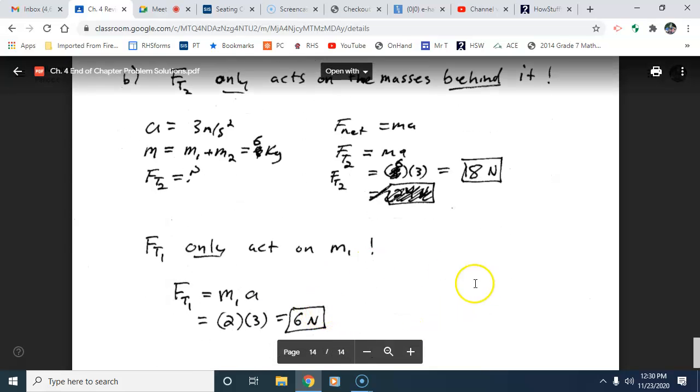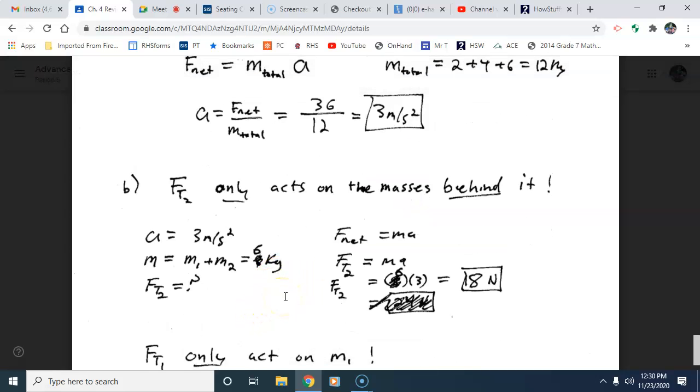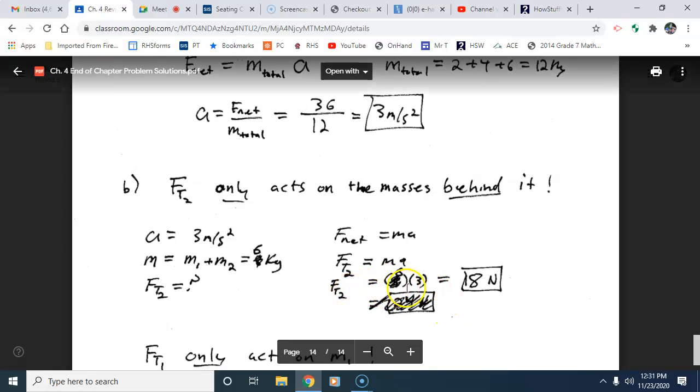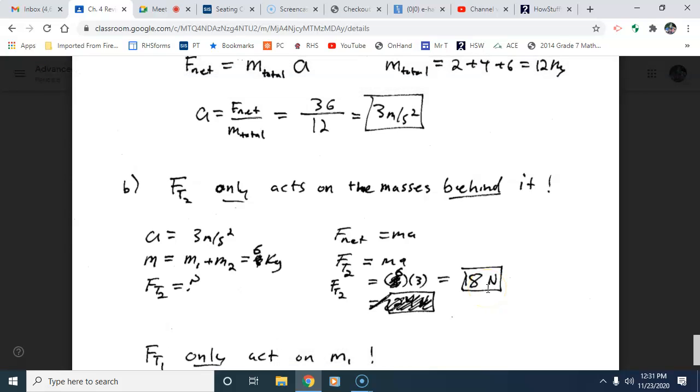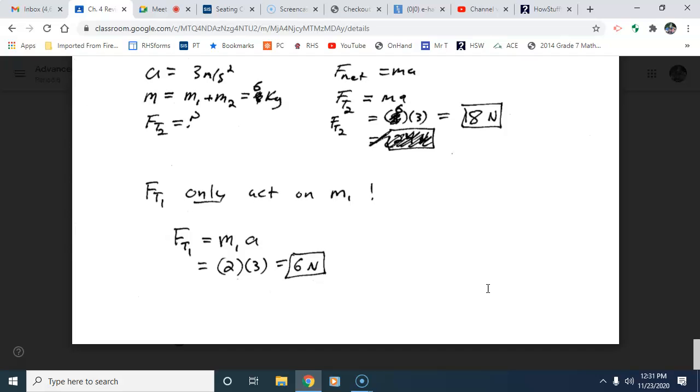Everything's got to keep accelerating at 3 meters per second squared though. So we're going to run Fnet equals ma again, and in this view, Fnet's just going to be the tension 2 pulling on those. Again, there's no friction to subtract off. So for the net force tension 2, we're only going to use the mass of the blocks behind it, m1 and m2, which total up to be 6, because one of them's 2 and one of them's 4. And so when we use Newton's second law, it's just 6 times the acceleration we found in part A, and that's 18 newtons. Does that make sense?